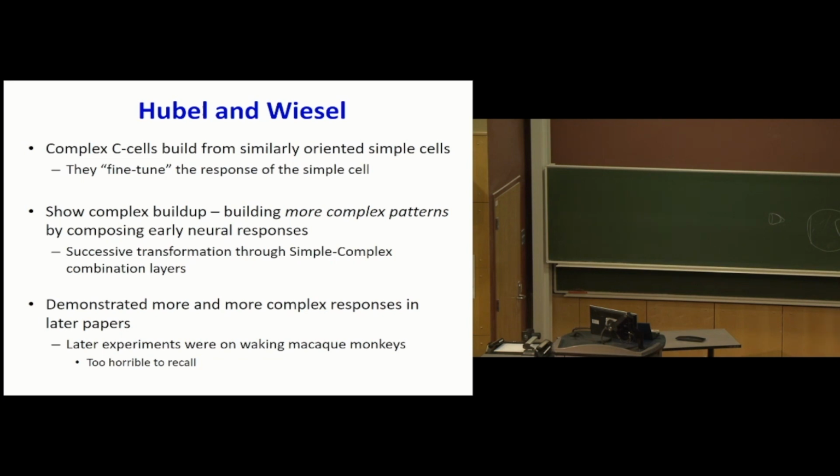And so as you went on, they found that more complex patterns were composed by composing early neural responses. So you could actually build up a cat, the image of a cat, through these little linearly oriented responses of the earliest layer of cells.